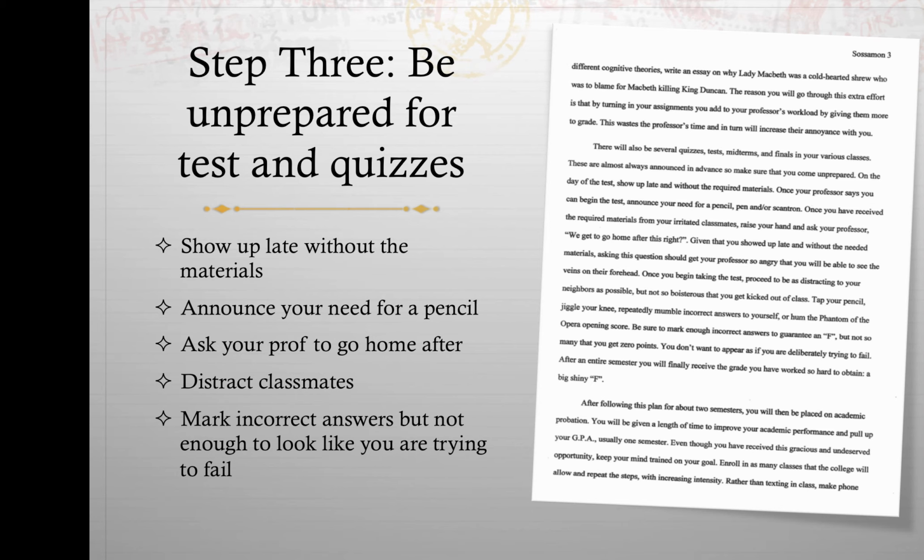Once you begin taking the test, proceed to be as distracting to your neighbors as possible, but not so boisterous that you get kicked out of class. Tap your pencil, jiggle your knee, repeatedly mumble incorrect answers to yourself, or hum the Phantom of the Opera opening score. Be sure to mark enough incorrect answers to guarantee an F, but not so many that you get 0 points. You don't want to appear like you're deliberately trying to fail. After an entire semester, you will finally receive the grade you have worked so hard to obtain, a big, shiny F.